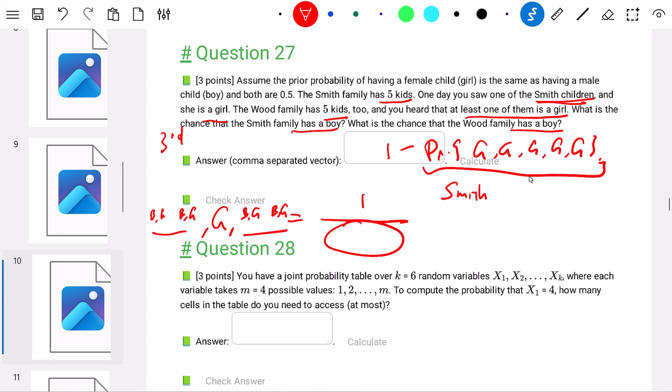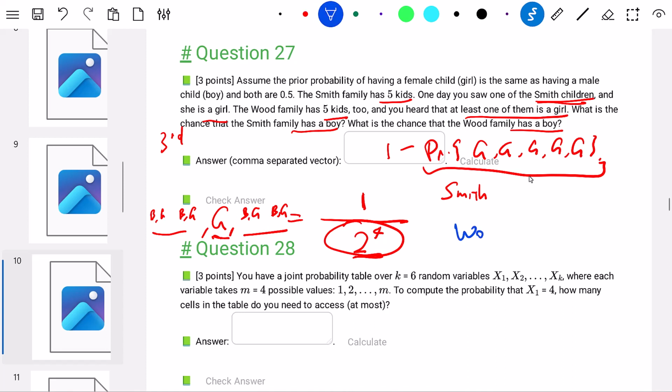We notice that since this is fixed, we only have 2 to the power 4 possible ways to basically assign the other kids being either a boy or a girl. So these are the total number of possible arrangements or permutations, and only one of them is all girls, so 1 over 2 to the power 4. So that's the probability for the Smith family.